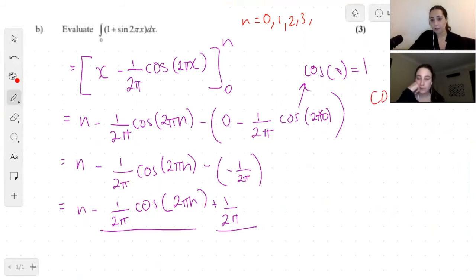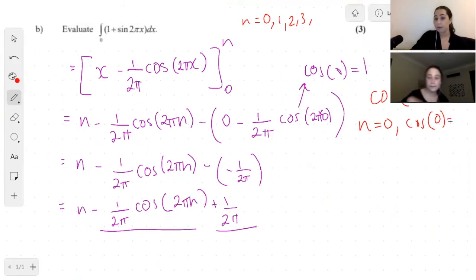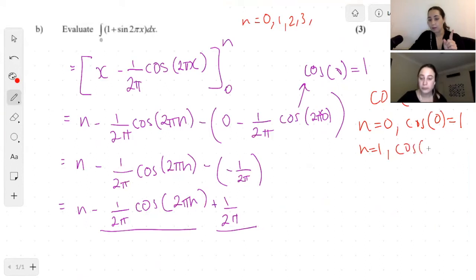So cos 2 pi n, okay? Like I said, n can be anything. Let's start when n equals 0. We get cos 2 pi times 0, we get cos 0. Cos 0 is 1. Now let's try when n equals 1. Cos of 2 pi times 1 is cos 2 pi. And cos 2 pi is what? 1. Okay.